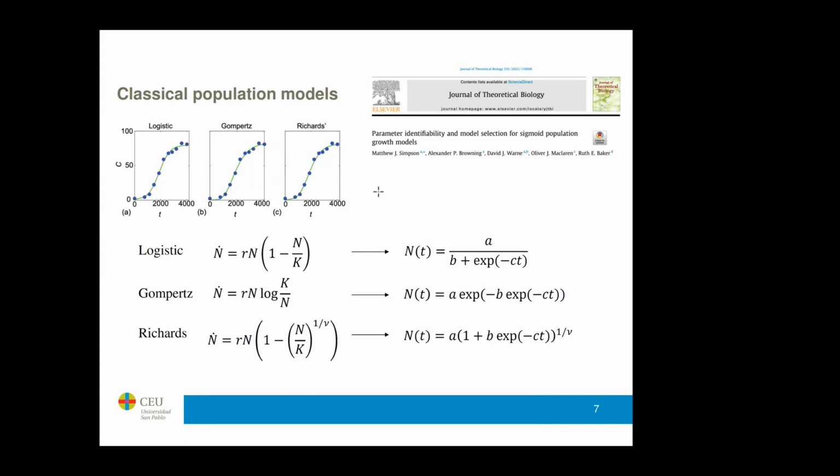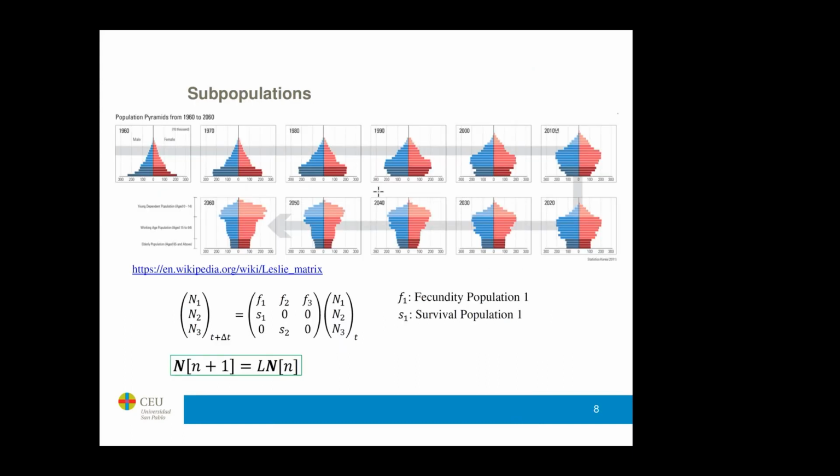Okay, so yeah, and there you have a paper that explains all these models. A different kind of model is this one. This one can study subpopulations within a population. So let's say that you are interested in how the demographic pyramid evolves over time. You will divide the population into 3 subgroups, and then you will write an equation system like this.